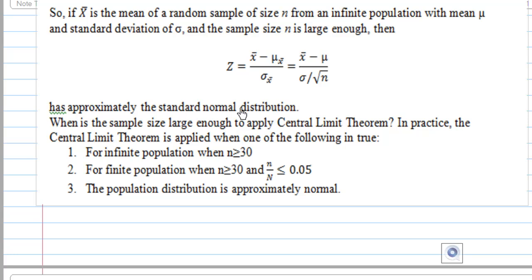When is the sample size large enough to apply central limit theorem? In practice, the central limit theorem is applied when one of the following is true. For example, when the population distribution is approximately normal, or for an infinite population when the sample size n is greater than or equal to 30.